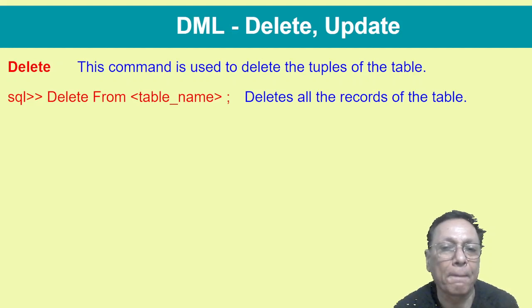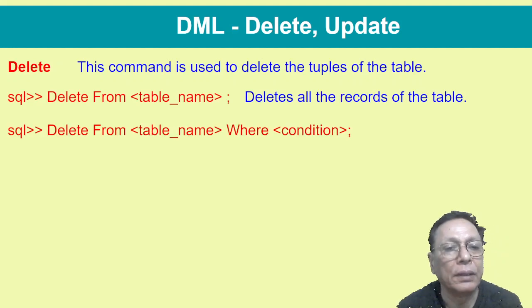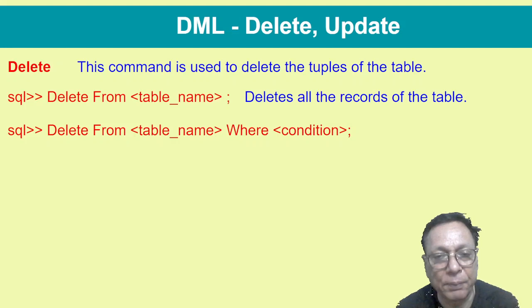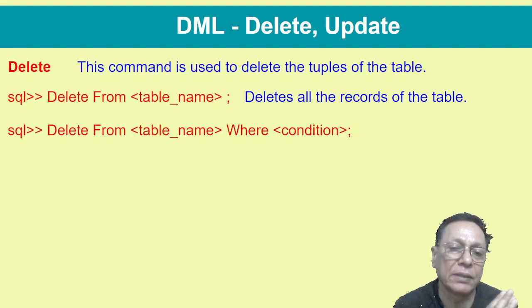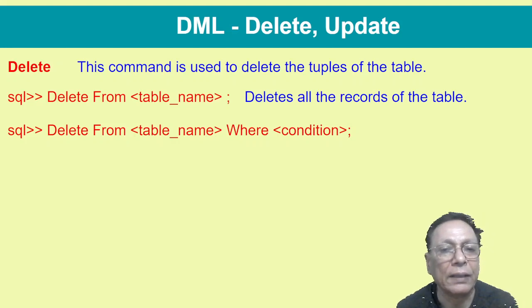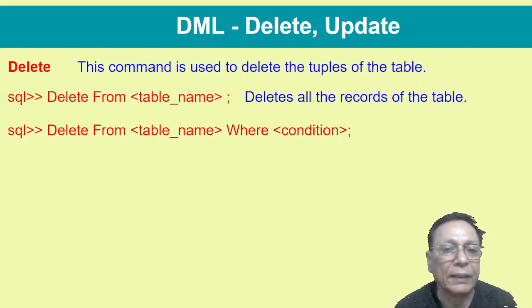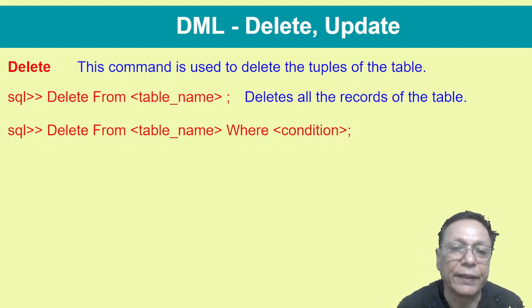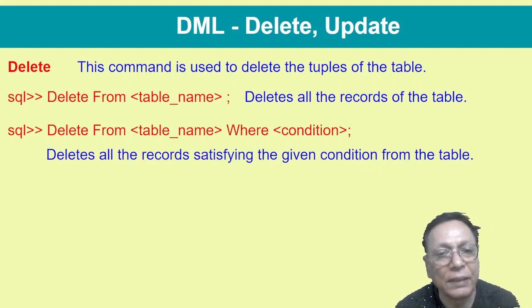If you want to apply a condition, then you can use delete from table name where condition. Where is used as we have used in the select statement. The way of applying the condition we have already done in the select statement, and in the same way we can apply conditions in the delete statement as well. So the records of the table will be deleted where the condition is satisfied. It deletes all the records satisfying the given condition from the table.